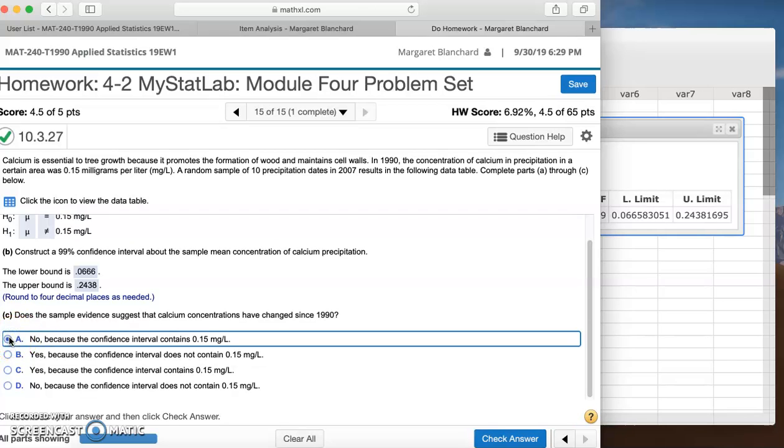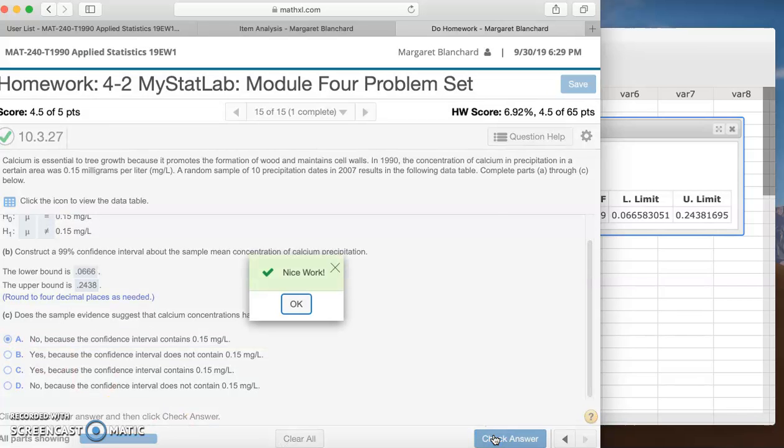If 0.15 was not in that confidence interval, it would tell us that we had enough evidence to suggest that it had changed. So let's check our answer. Nice work. If you have any questions about problem number 15 in Module 4, let me know.